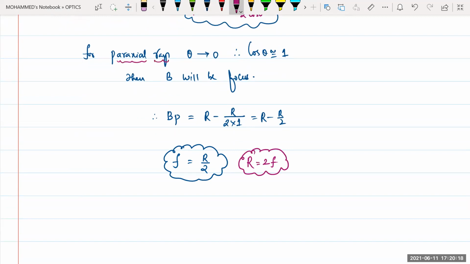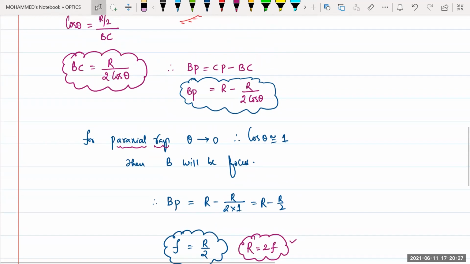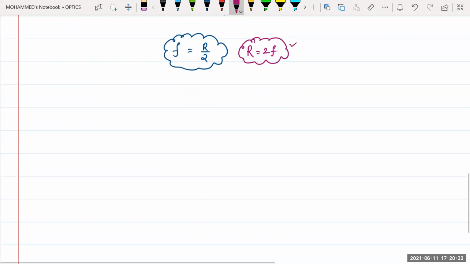That means when theta is very, very small, like 2 degree, 3 degree, 5 degree, 8 degree, below 10 degrees, then only we'll be using this formula. If it is 30 degrees, 20 degrees, 60 degrees, then the focal length can be calculated with the formula R minus R by 2 into cos theta. Is that clear?